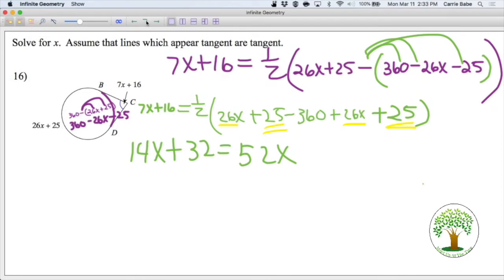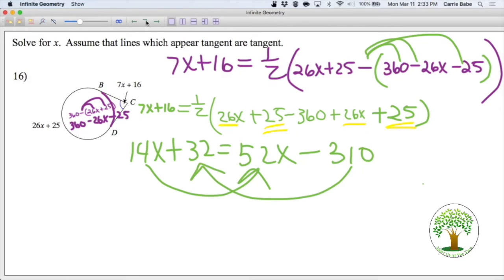Brett, you already have your answer now. And 25 and 25 is 50. Okay, 50 minus 360 is negative 310? Yes, that's what I got too, Heidi. I could have done half of them. It wouldn't have been a fraction, but... All right, so I'm going to move the 14 over here. 52 minus 14, and that over there.